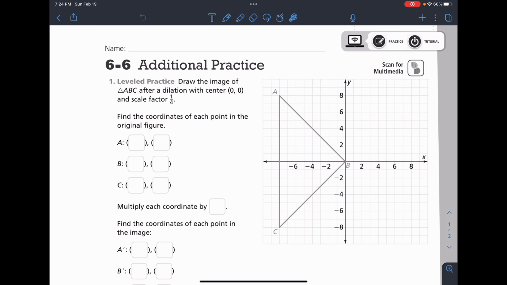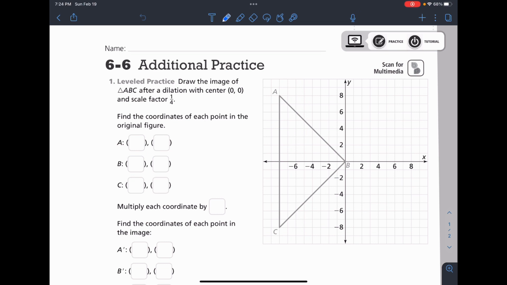And for the purposes of this video, we're going to be doing dilations that are centered at the origin, which is at 0, 0. So everything's going to be getting expanded or shrinking from the origin. So dilations with center 0, 0. And that'll be all the problems that we're doing today. So let's go ahead and dive on in.